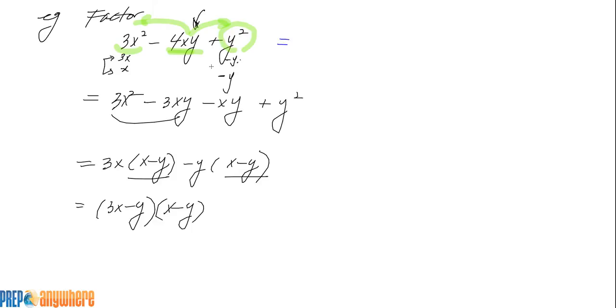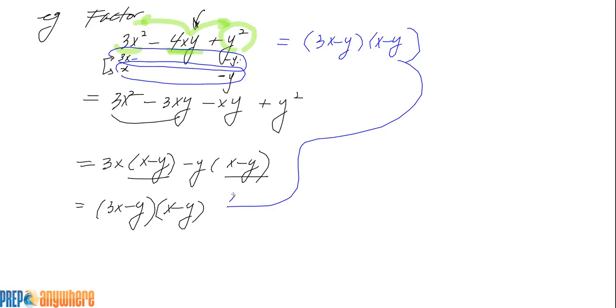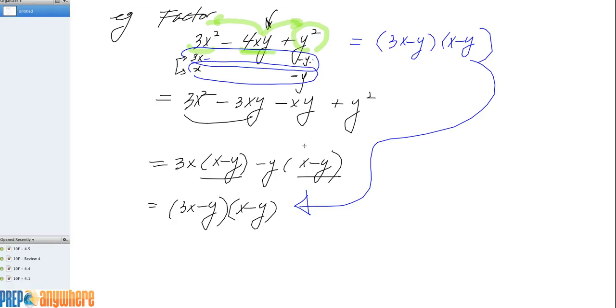Note that if I were to just write it this way, 3x minus y times the combination of the bottom, x minus y, we get our answer. Okay, so let's do one more example like that.